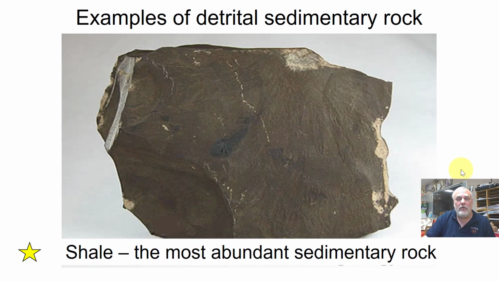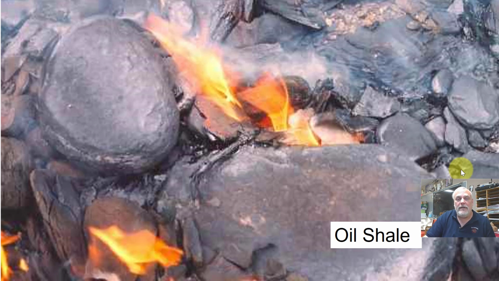Here's shale. Shale is the most abundant sedimentary rock. You may have heard of oil shale. This is a shale rock that is somewhat flammable. You can get oil from it, which can then be used to make gasoline. There's a lot of it in Canada and some other places in North America.